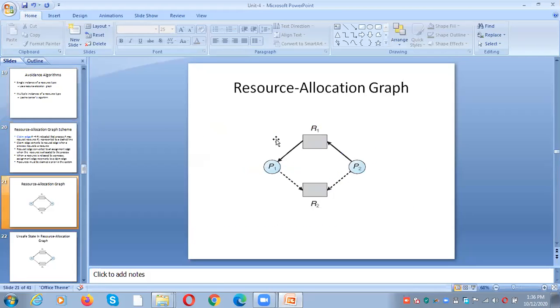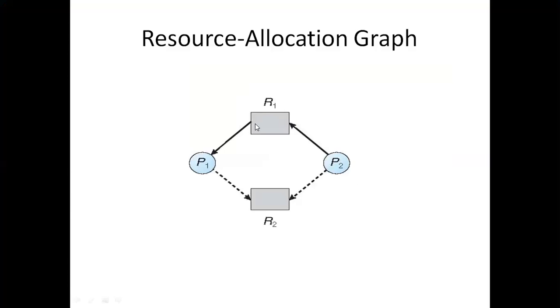How can you avoid it? By using a claim edge. Follow the cursor. This is called a request edge. This is called an assignment edge. Why? Because R1 is assigned to P1. The arrow mark is directed towards the process. And this is called a request edge. Why? Because P2 is requesting R1. The arrow mark is directed towards the resource from a process. So this is a request edge, and this is an assignment edge.